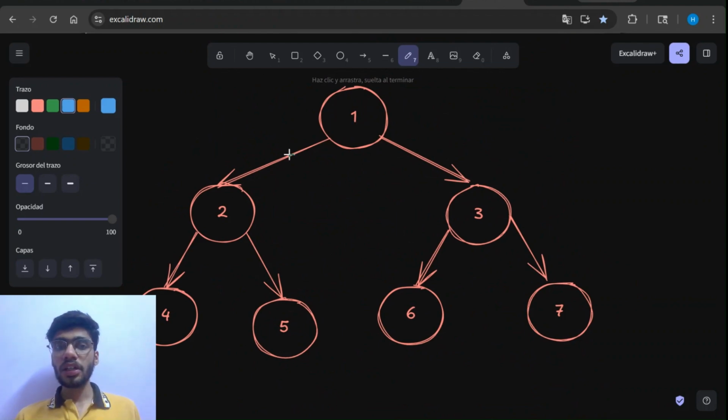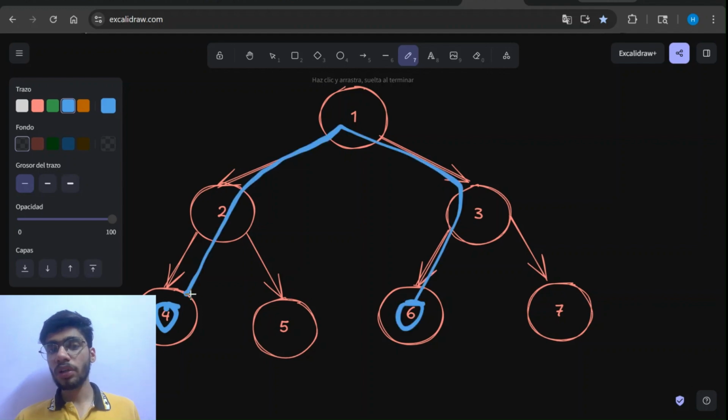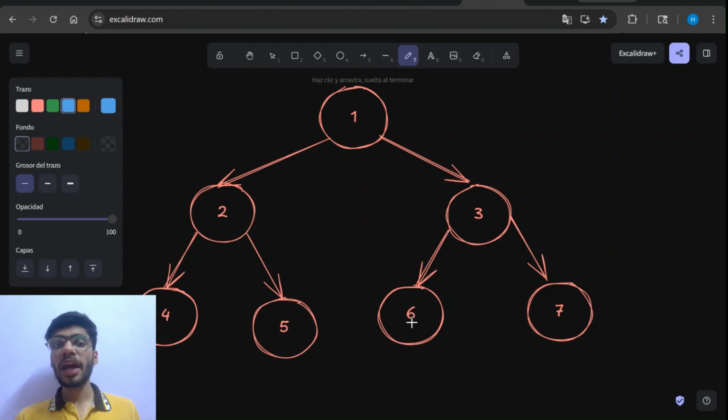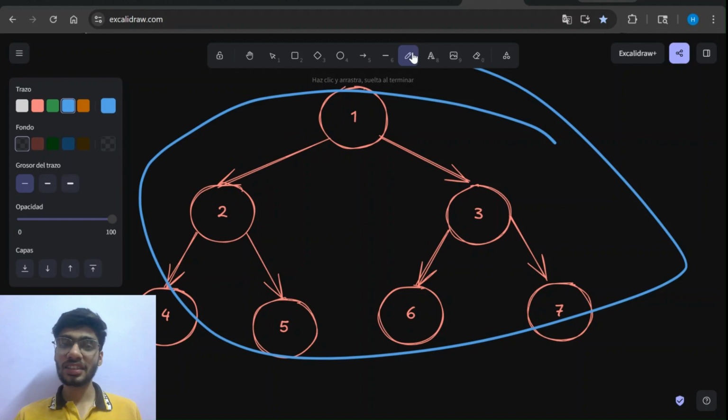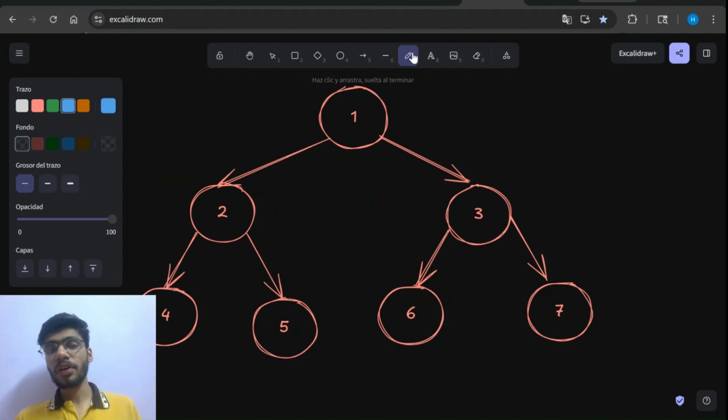The next property, which is the final important property of a tree, says that there is only one path between any two nodes. Like between this node and this node, the only one path is this. Between this node and this node, the only one path is this. So between any two nodes, there is exactly one path. This is said by our third property.